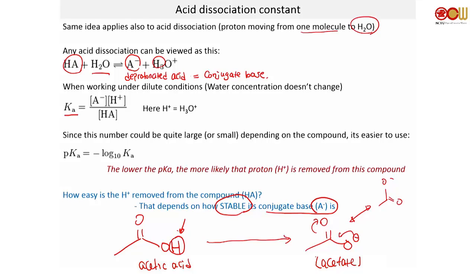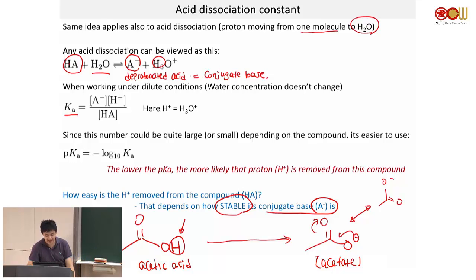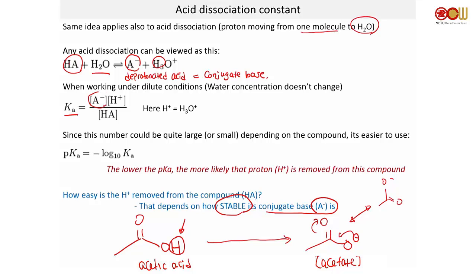So Ka for this reaction will be high, and pKa will be low. Why is the Ka high? Because the conjugate base acetate is very stable. Because acetate is stable, acetic acid is less stable. That makes the Ka high, because Ka is defined by product over reactants. So Ka is high, pKa is low. Now, the lower the pKa, obviously the easier the proton is removed. So that's that.